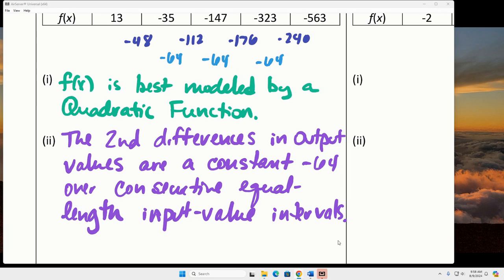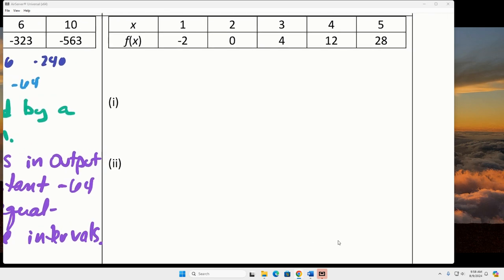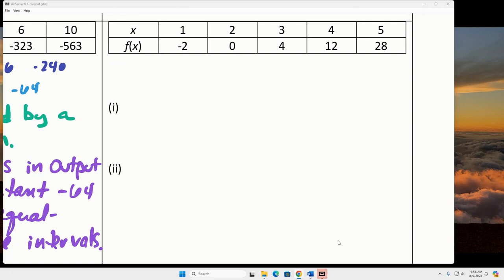Any questions on it? Okay, let's do one more together. So on this one, when I find those differences, and you guys might have done it while you were waiting, it's going to be 2, 4, 8, 16. So obviously not going to be linear. All right, and then I subtract again, and I get 2, 4, 8. So is this one going to be quadratic? No. So this is a neither.